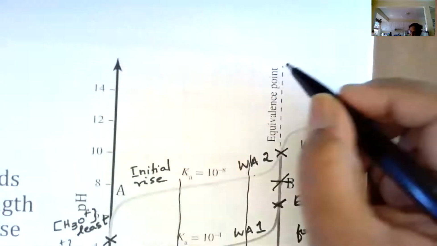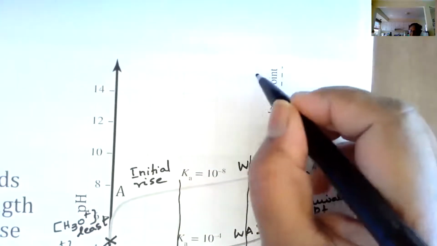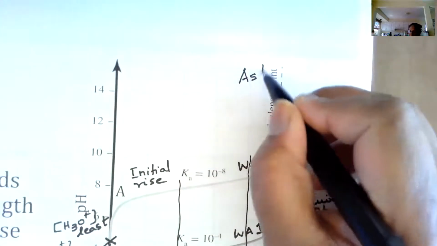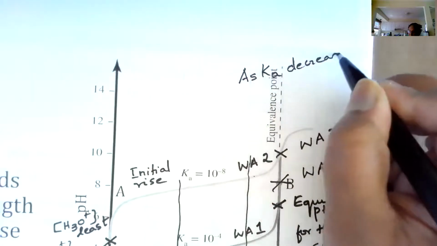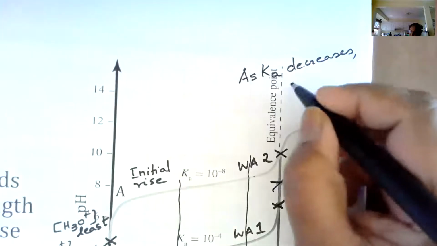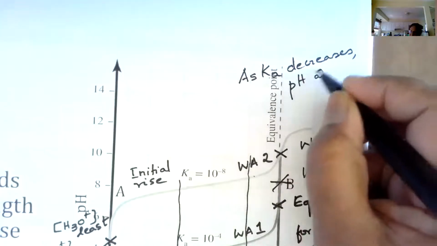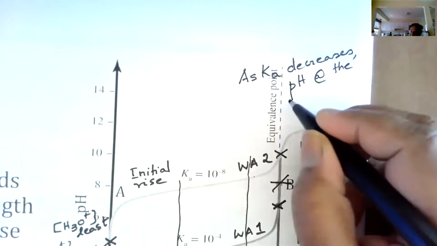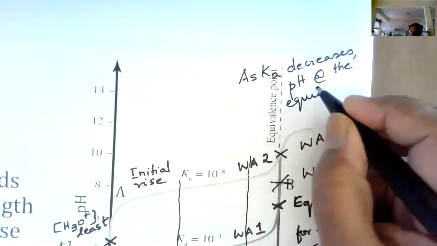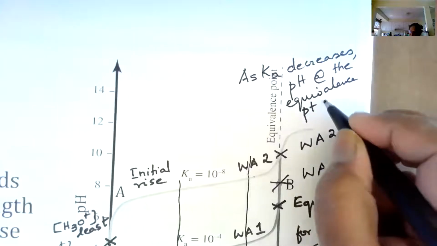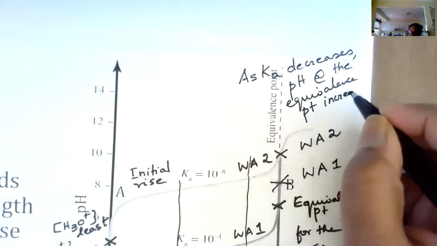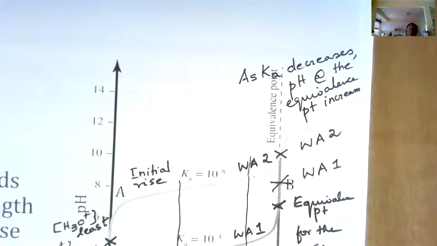Got that? I'm going to write it here: as Ka decreases for the acid, the pH at the equivalence point increases. All right.